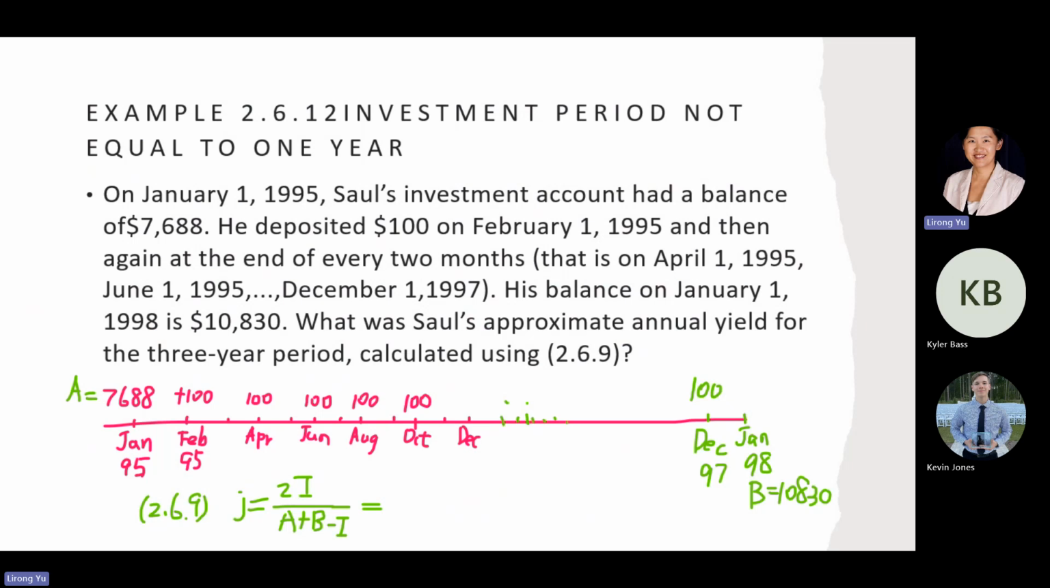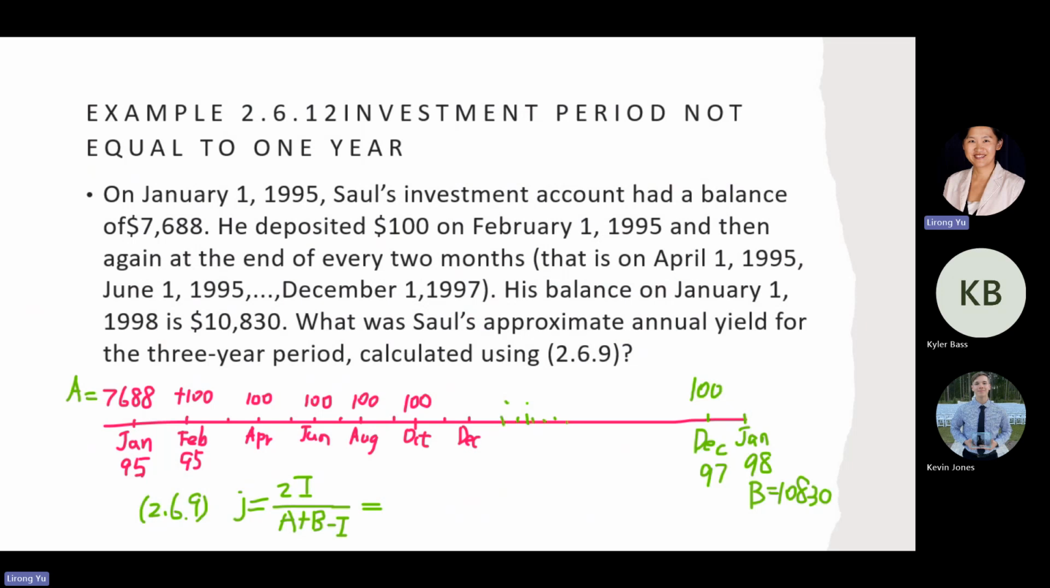All right, so on January 1st, 1995, Sal's investment account had a balance of 7,688. He deposited 100 on February 1st, 1995, and then again at the end of every 2 months. His balance on January 1st, 1998 — originally it was 1995, now it's 1998, so 3 years have passed — is now 10,830. So that's why the timeline is kind of long.